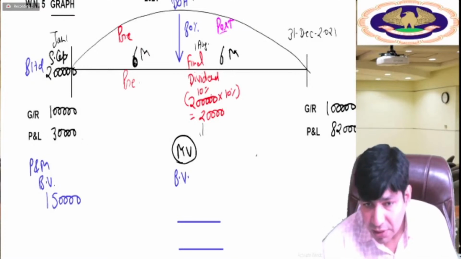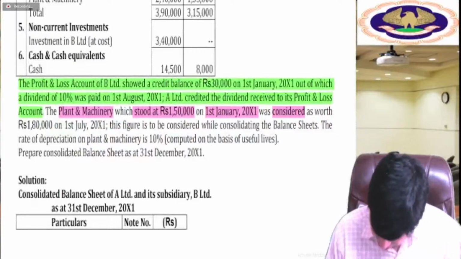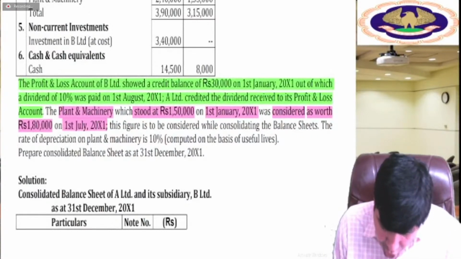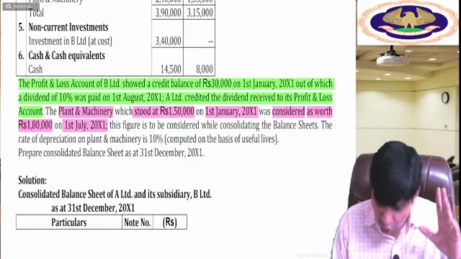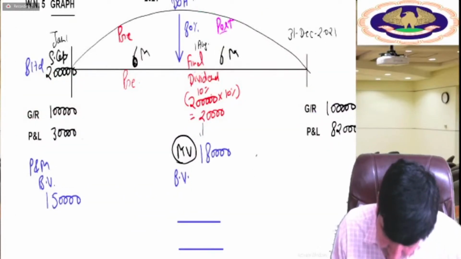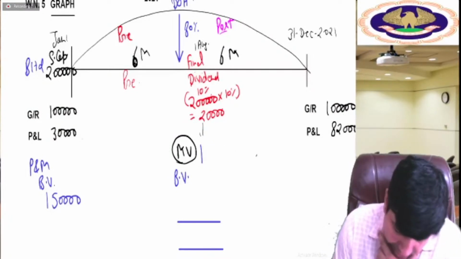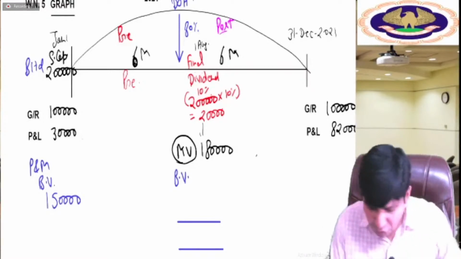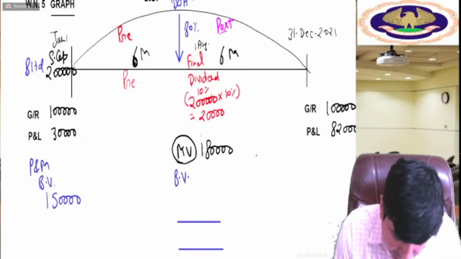Now what they are saying: considered as worth rupees 1,80,000 on the date of acquisition. First July is your date of acquisition. So the question is giving us the market value as 1,80,000. It is very, very easy. The question is giving us the market value on this date.